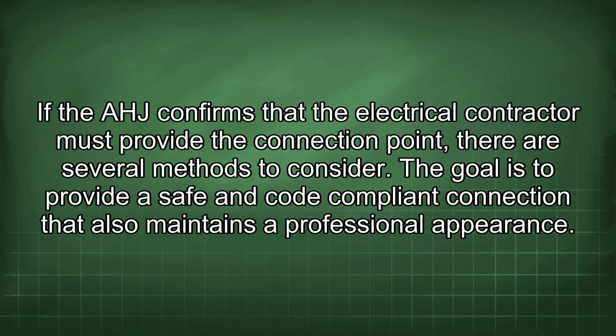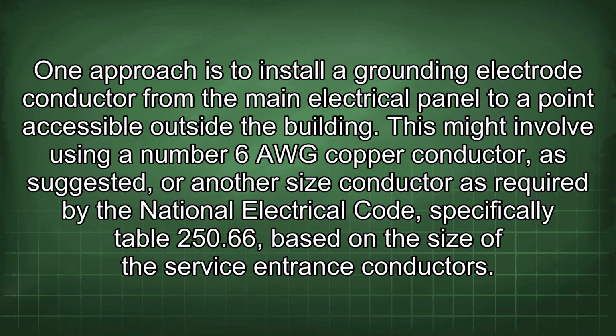If the AHJ confirms that the electrical contractor must provide the connection point, there are several methods to consider. The goal is to provide a safe and code-compliant connection that also maintains a professional appearance. One approach is to install a grounding electrode conductor from the main electrical panel to a point accessible outside the building. This might involve using a number 6 AWG copper conductor, as suggested, or another size conductor required by the National Electrical Code, specifically Table 250.66, based on the size of the service entrance conductors.